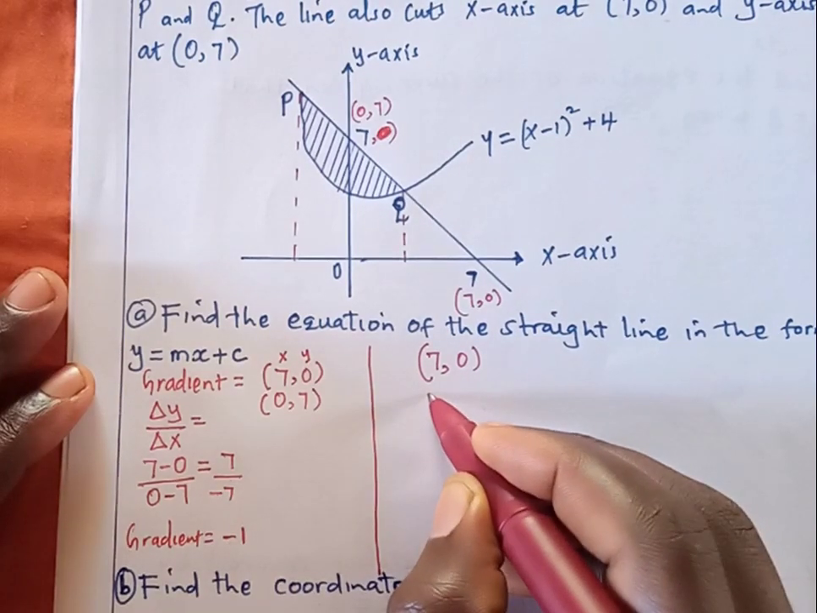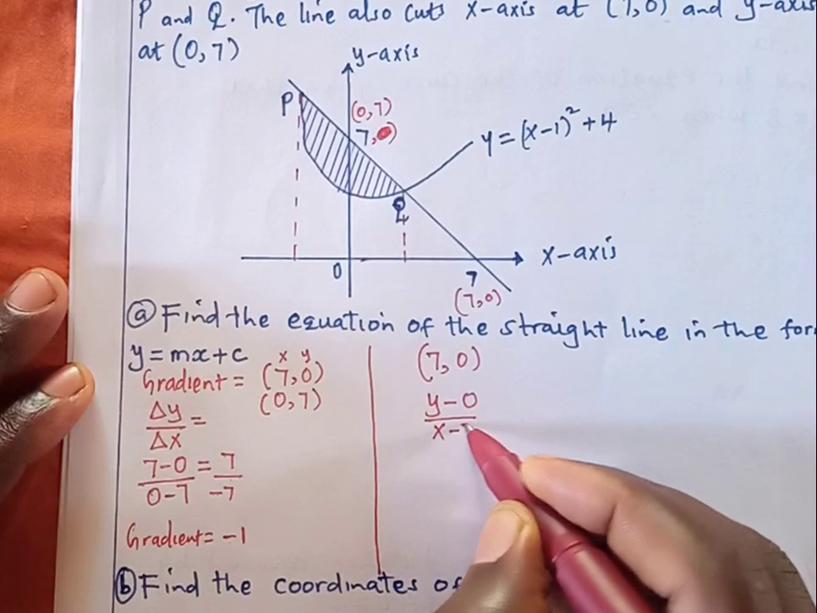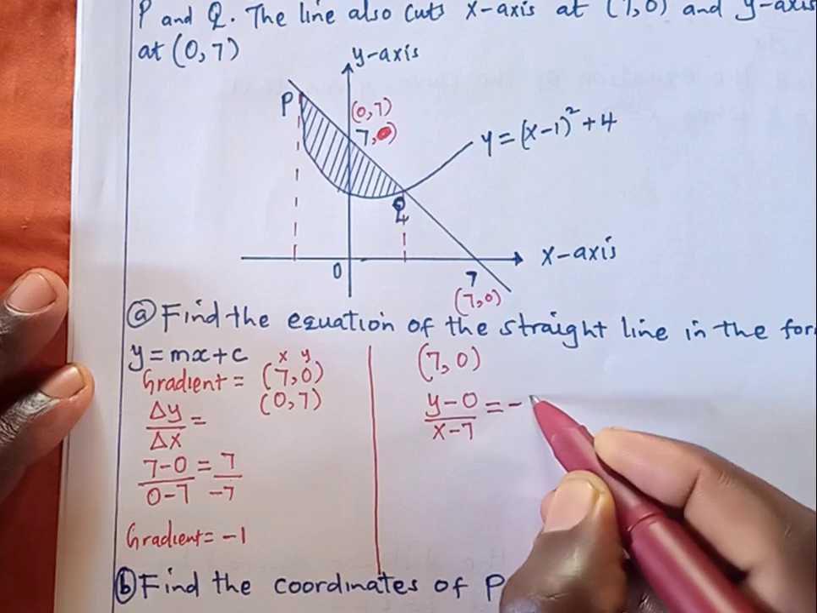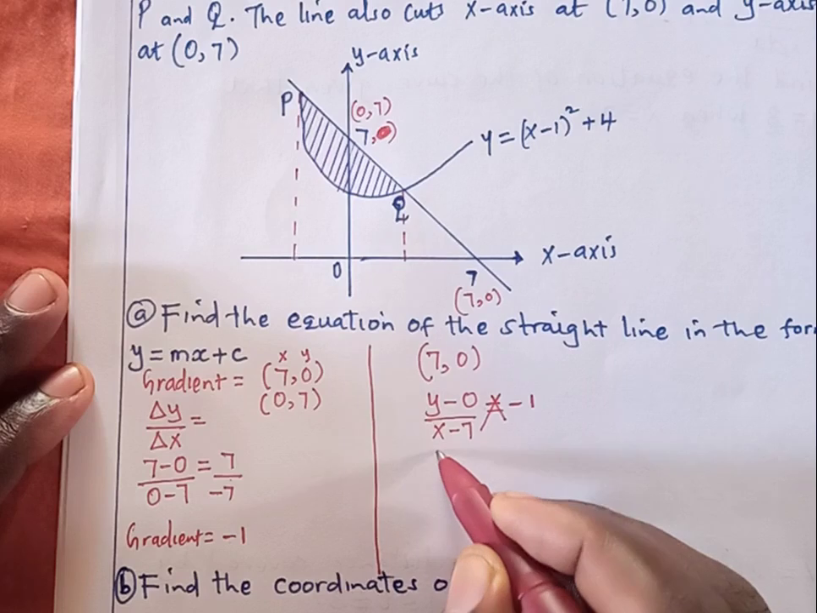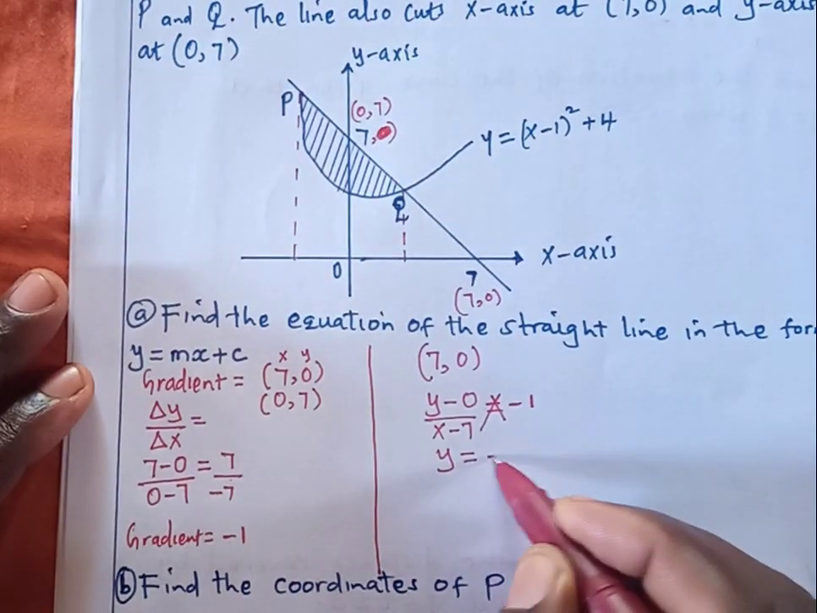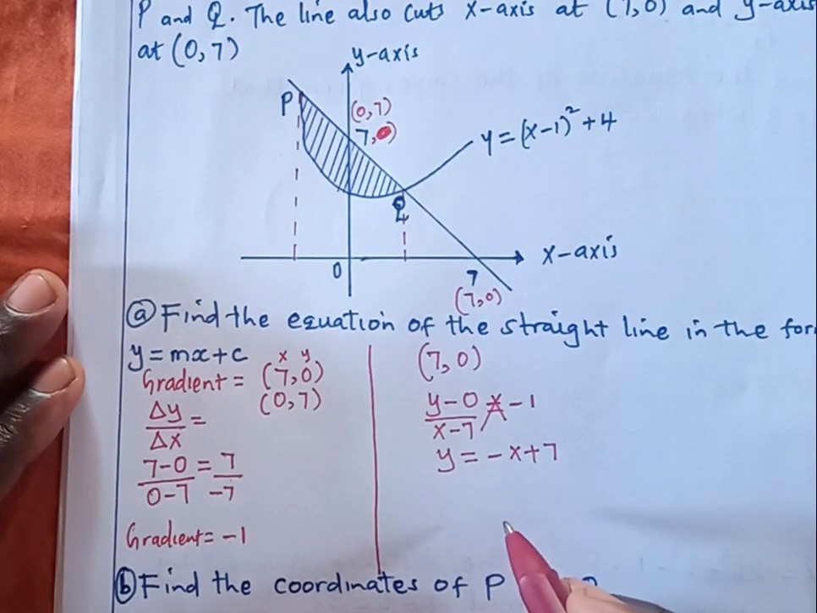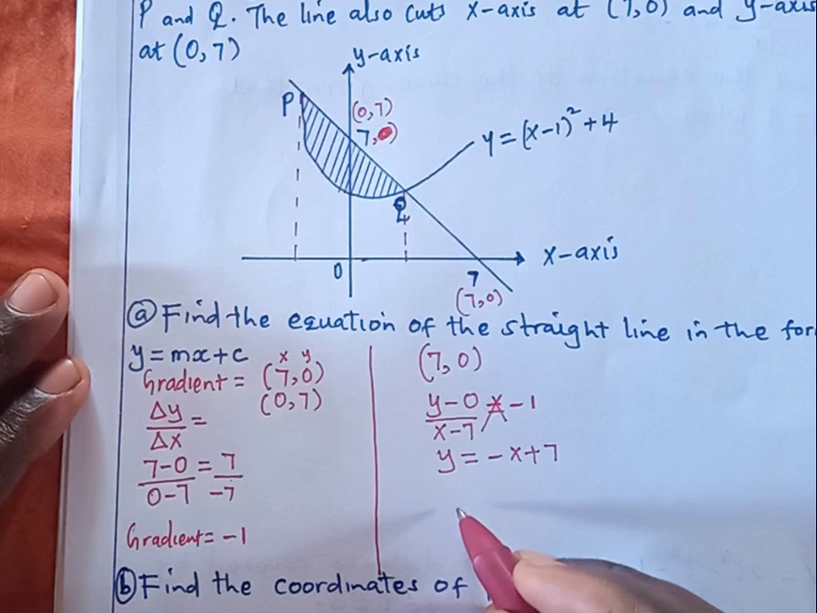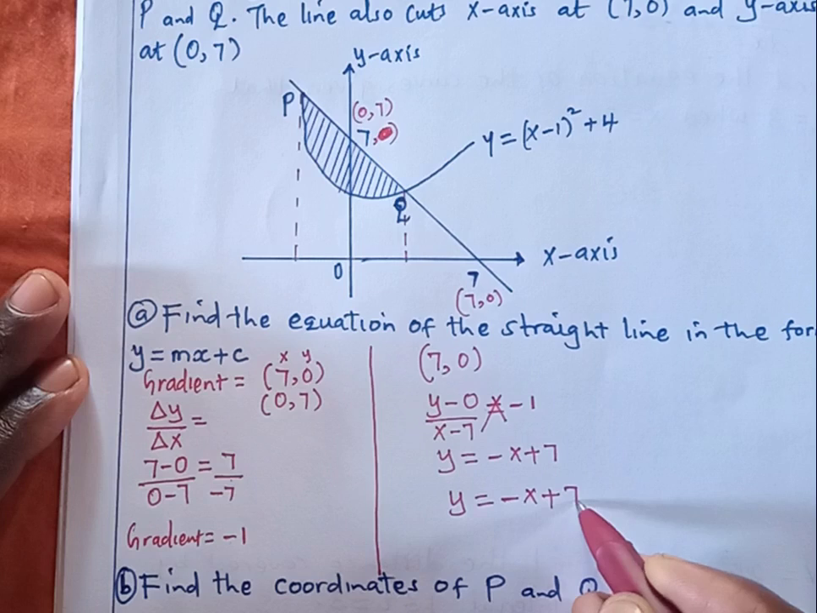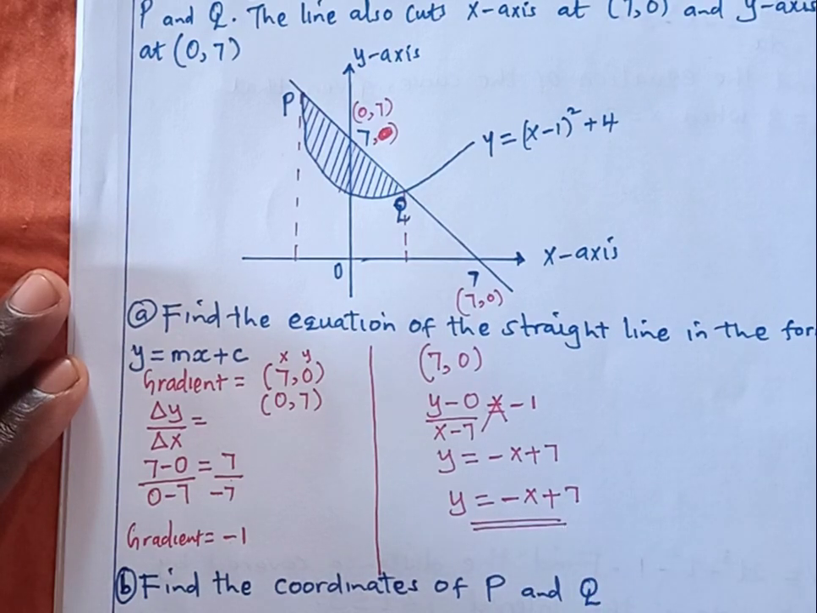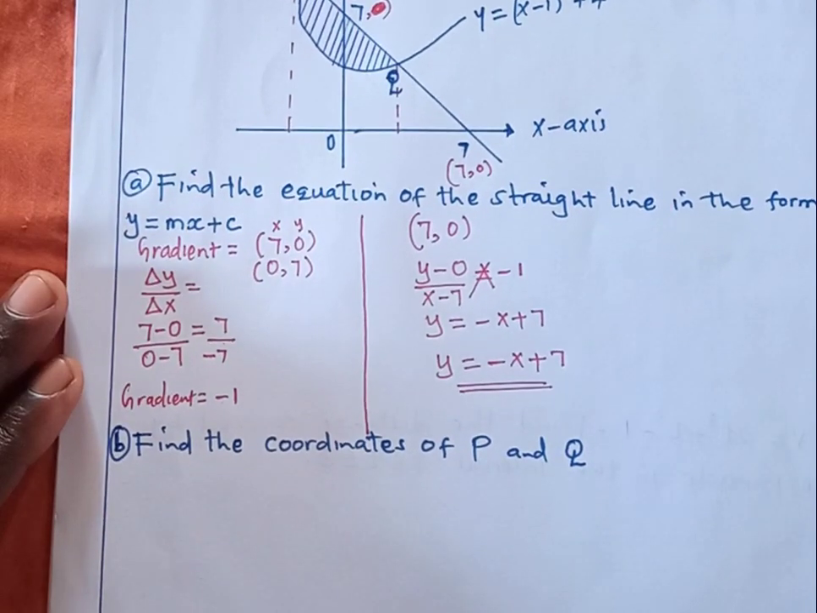By saying y take away 0, divided by x take away 7, is equal to the gradient. When you do cross multiplication, y is equal to negative x plus 7, and this is the equation of a straight line. Our required equation is y = -x + 7. So the first part is done. We have answered that first part very well.